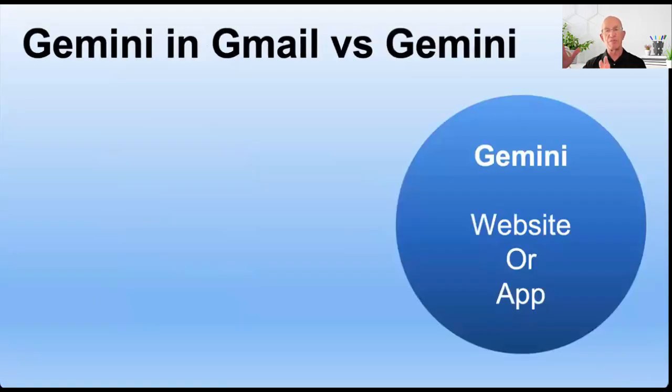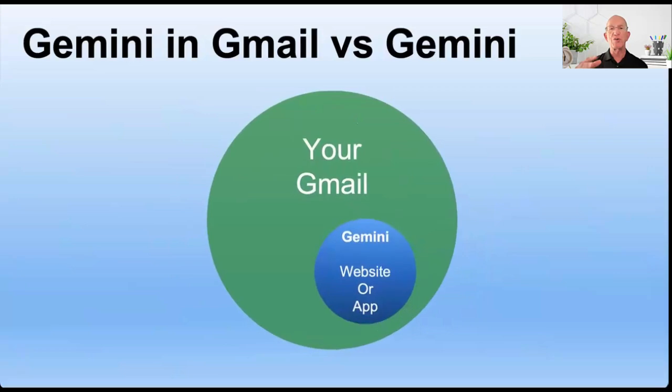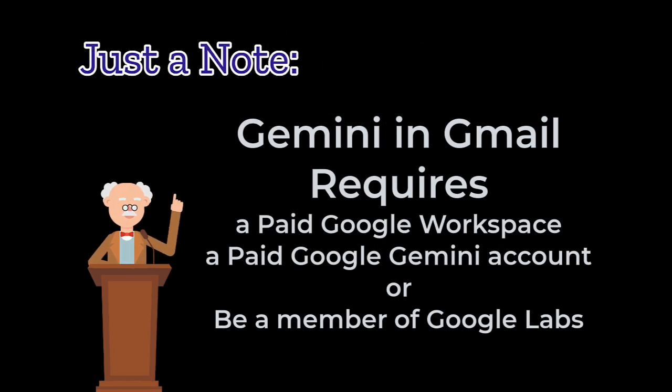Gemini is a tool that is available through a website or an app from Google. It will work with your Gmail, and in Gmail you can actually use Gemini from inside your Gmail account. You don't have to leave Gmail to use Gemini. It'll communicate and understand some of the things going on in your email. Just a note, Gemini in Gmail requires that you have a paid Google Workspace account, a paid Google Gemini account, or be a member of Google Labs.